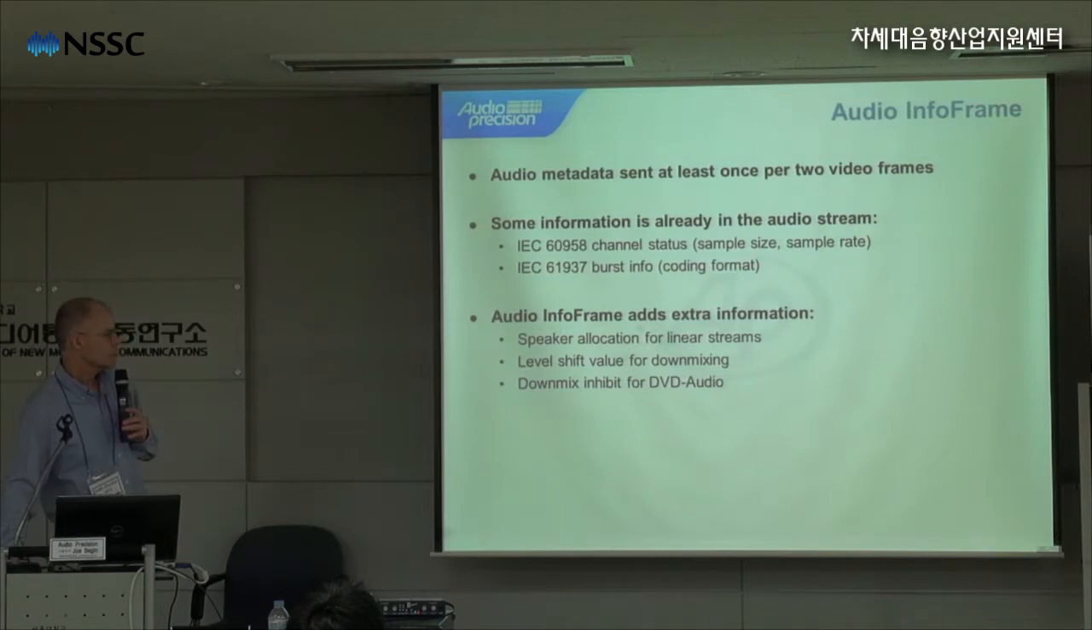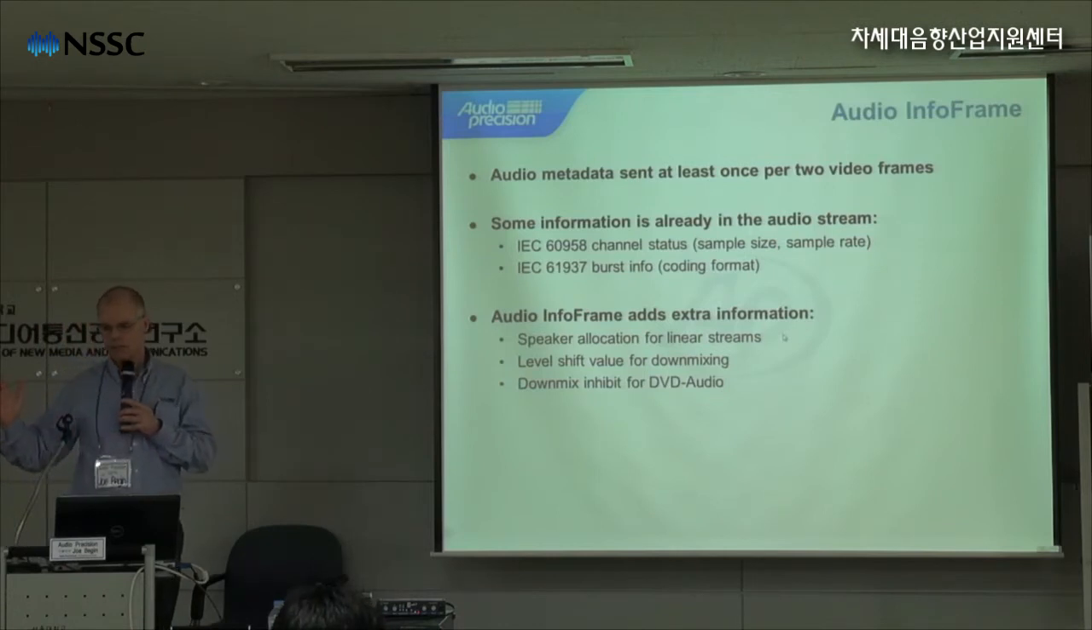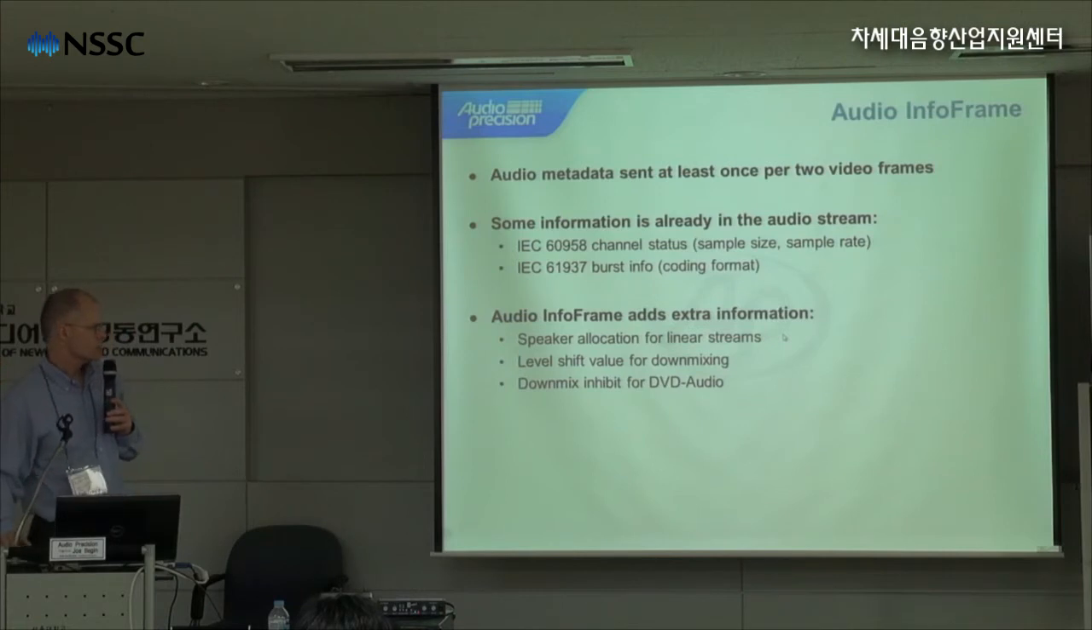The audio info frame adds extra information on the HDMI interface. So we have the speaker allocation for linear stream. So if you have multi-channel audio, it'll tell you which channel is the front left and the front right and the side surrounds and so on. There's also a level shift value for downmixing, and there's a downmix inhibit for DVD audio.